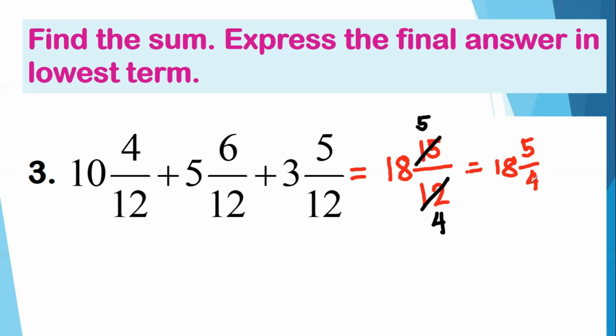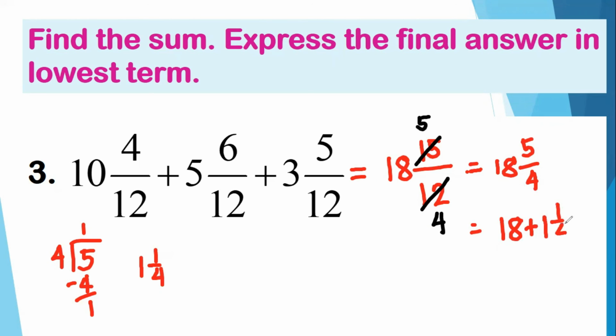So again, convert 5 fourths into a mixed number. So that is 5 divided by 4. That's 1. 1 times 4, 4, and that gives us a remainder of 1. So 5 fourths is equal to 1 and 1 fourth. So let's write it here. That's 18 plus the equivalent of 5 fourths in mixed numbers, which is 1 and 1 fourth. Adding this to 18, 18 plus 1 and 1 fourth gives us 19 and 1 fourth. So the sum of these three mixed numbers here is 19 and 1 fourth.